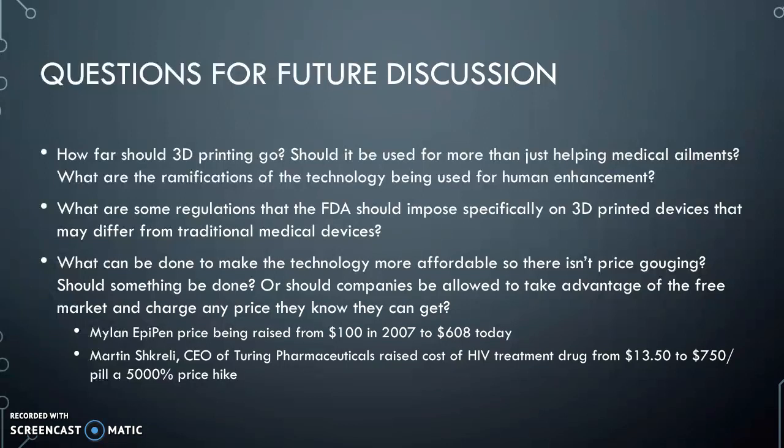Obviously, these questions for future discussion surrounding 3D printing are limited, and there are obviously a lot more questions that can be asked out there. But these are just some to spark future discussion.